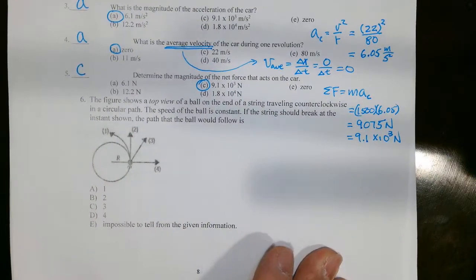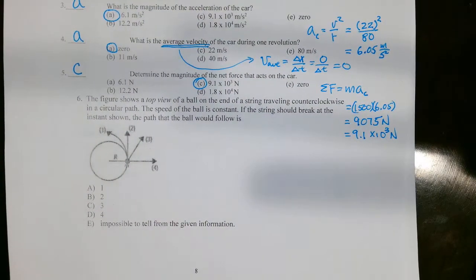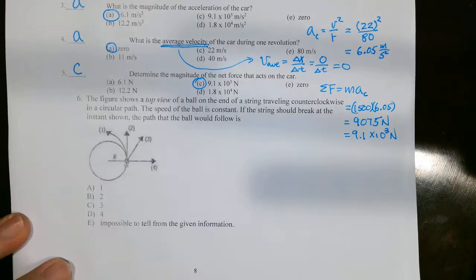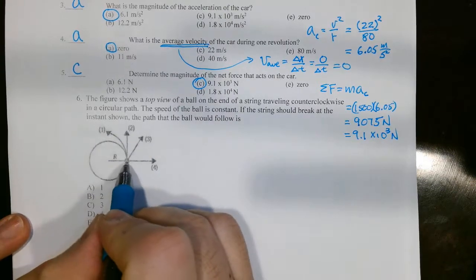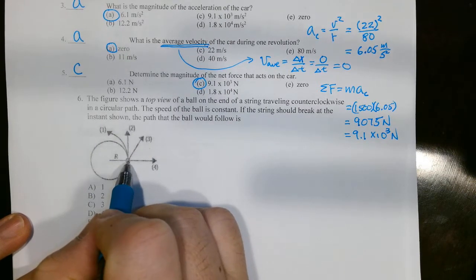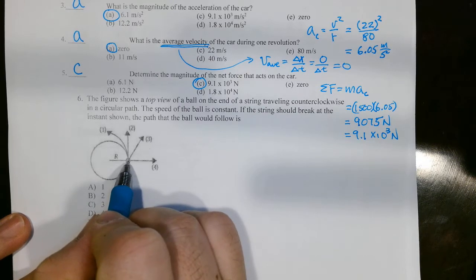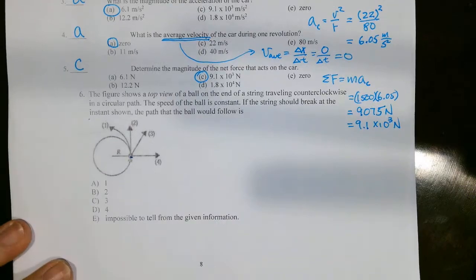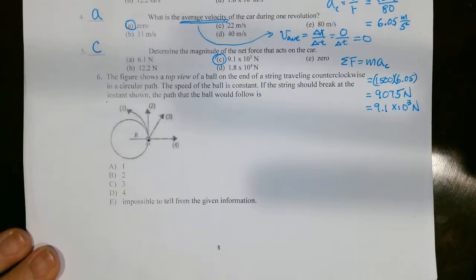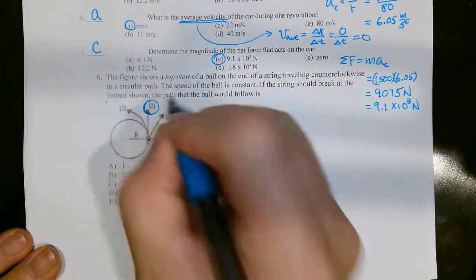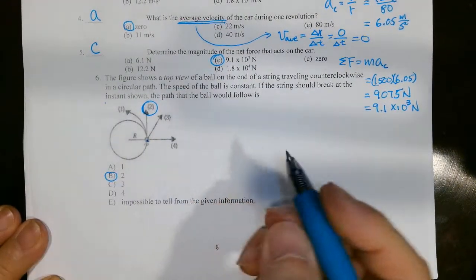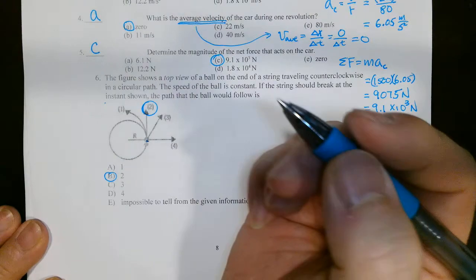All right. And this, we should know. I think we went over this in your notes. If we have something going in a circle and then it's released at this point, will this object go this way, this way, this way, or this way? And we should already know the answer. And that is this way, right? So B is the correct answer.